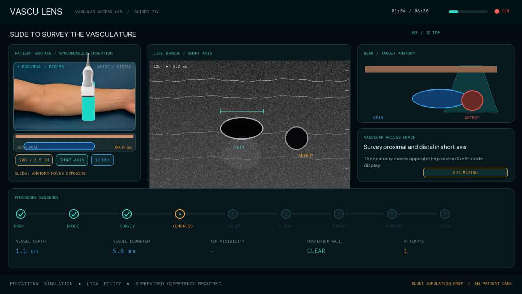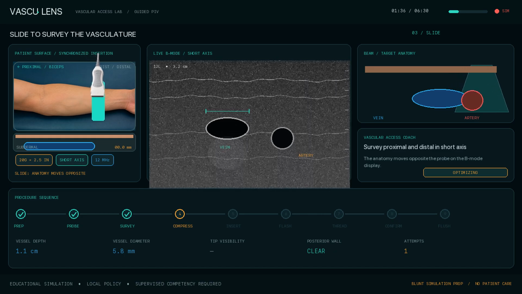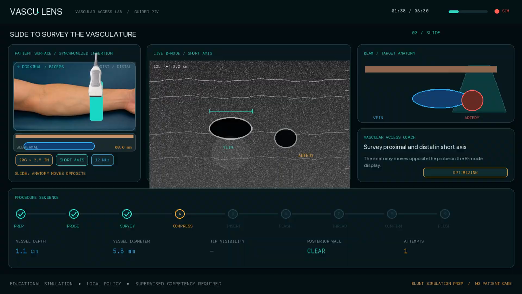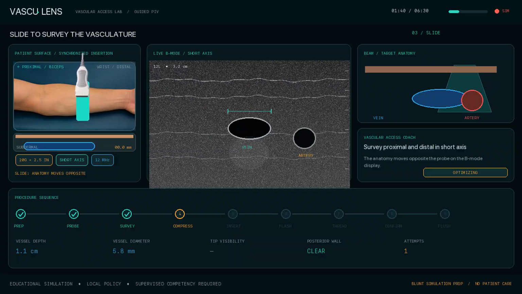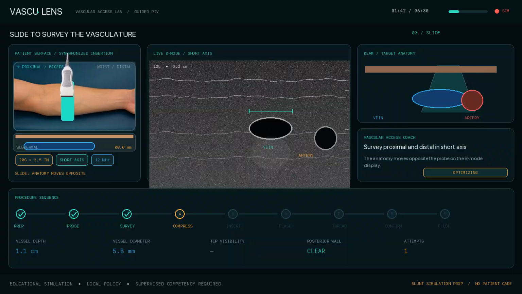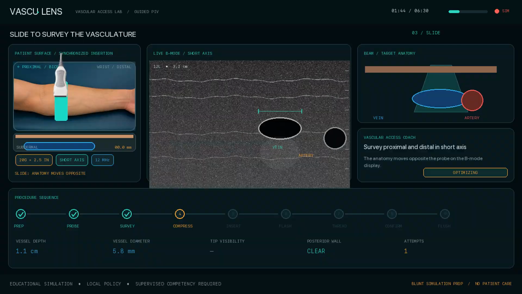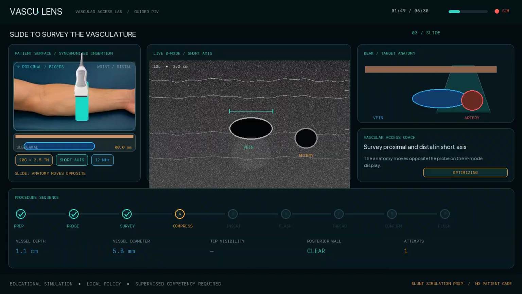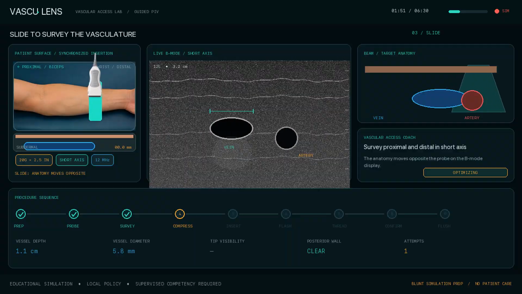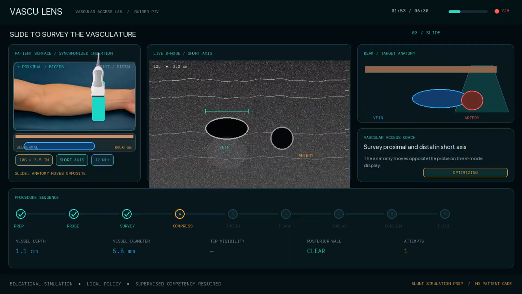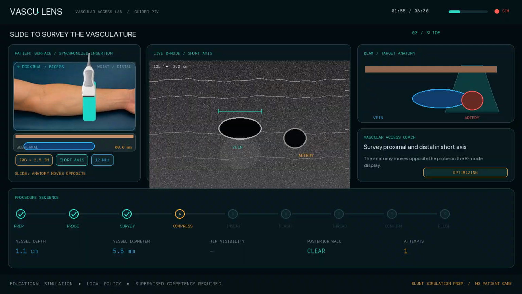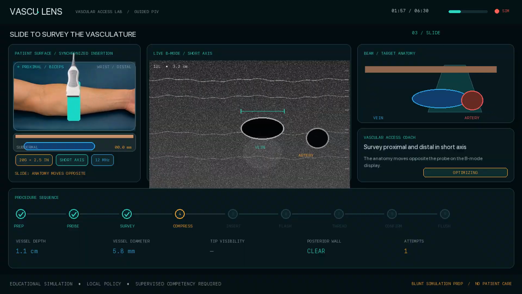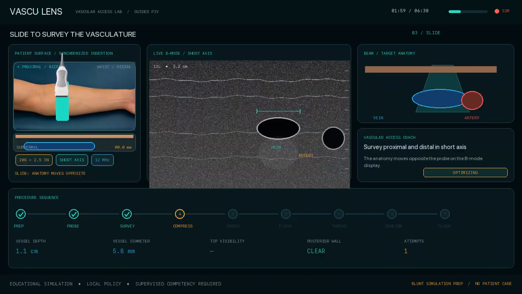First, slide slowly across the extremity in short axis. On the B-mode display, structures move in the opposite direction of the probe. Survey proximally and distally rather than accepting the first vessel. A suitable vein is thin-walled, non-pulsatile, and completely compressible. An artery is usually rounder, more pulsatile, and resists complete compression. Identify nerves and other hazards, then trace the target vein to avoid valves, bifurcations, and an unsuitable catheter path.